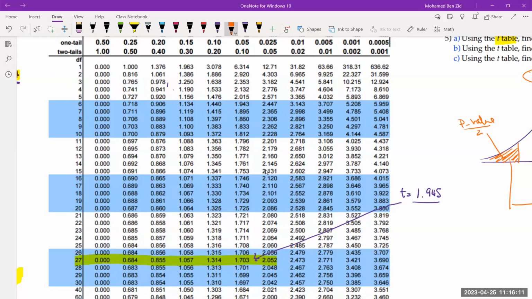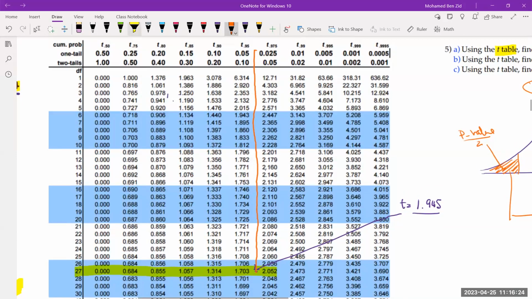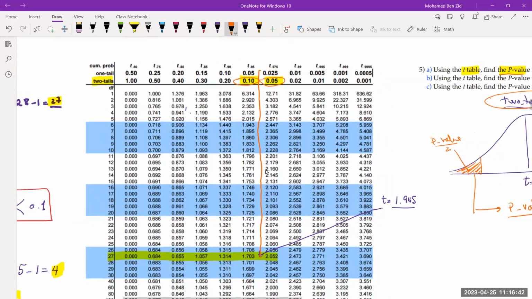So now, how can I read the alpha? Well, it's not the alpha, it's the p-value, all right? You have to go all the way up and read it. So now, because I am using two tails, I'm going to read the two tails one, right? Do not read the one tail. So your value, the p-value, is going to be located between 0.1 and 0.05. All right. I hope this is clear.